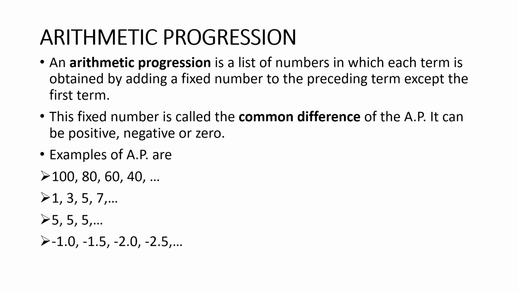You have the next one: 1, 3, 5, 7. In this, 3 minus 1 is 2, 5 minus 3 is 2. So here the common difference is 2. Then 5, 5, 5 and so on. In this series the difference is 0. Another example is minus 1.0, minus 1.5, minus 2.0 and minus 2.5. Here also you have a common difference.